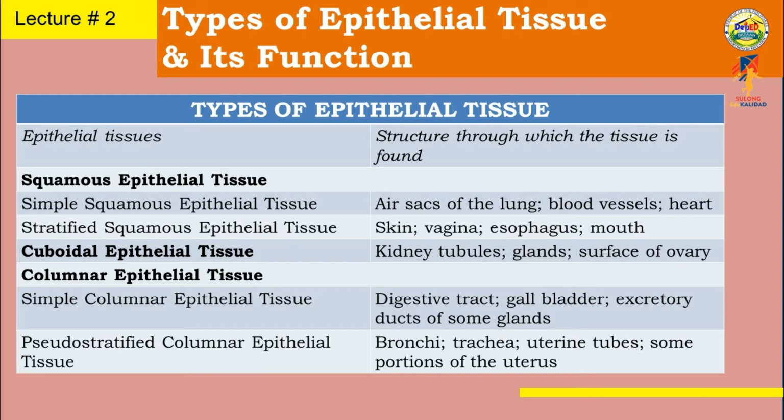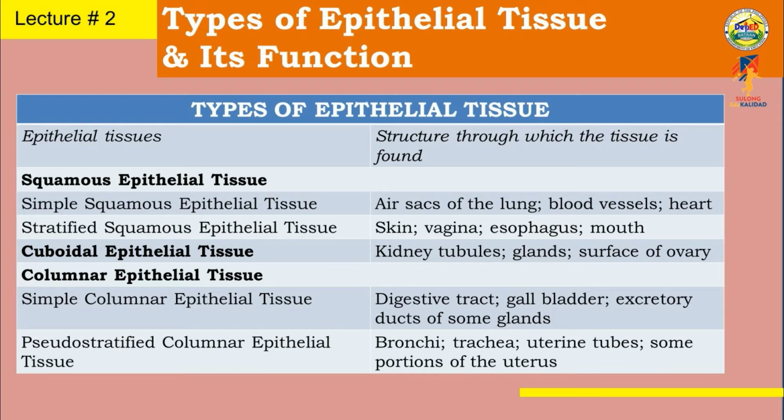For the simple squamous epithelial tissue, we find this in the air sacs of the lung, blood vessels, and heart. For the stratified squamous epithelial tissue, we find this in our skin, vagina, esophagus, and mouth. For the cuboidal epithelial tissue, we find this in the kidney tubules, glands, and surface of the ovary. While the simple columnar epithelial tissue is found in the digestive tract, the gallbladder, and excretory ducts of some glands. This type of epithelial tissue is usually lined with microvilli, a type of cell modification that helps increase the surface area for absorption.